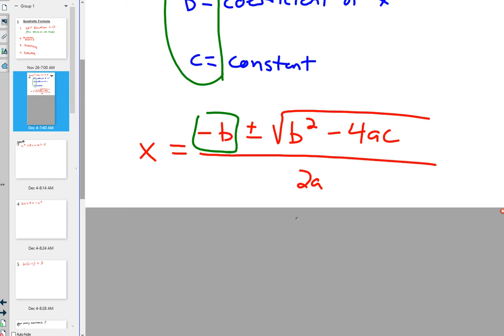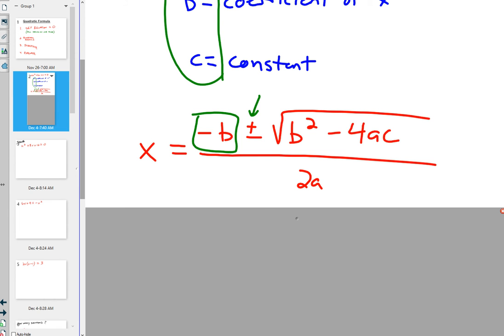Starting here. The first number you write after the equal sign is going to be negative b. Well, what does that mean? It means get b and change the sign. When you stick a negative in front of an unknown, you change the sign. Then comes the plus or minus that we're used to from earlier this week.